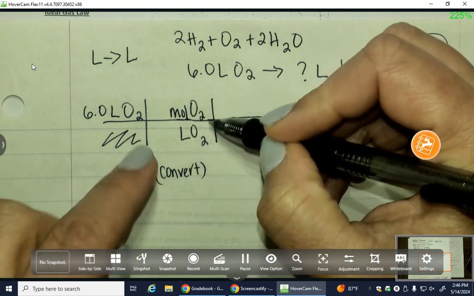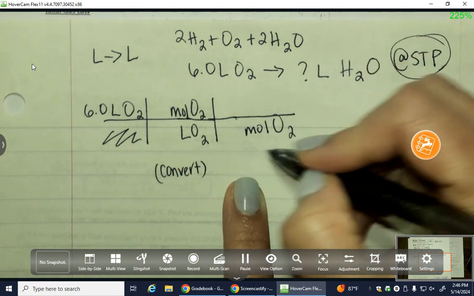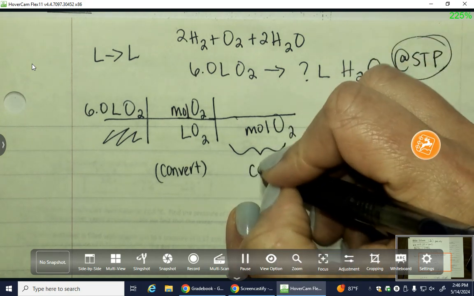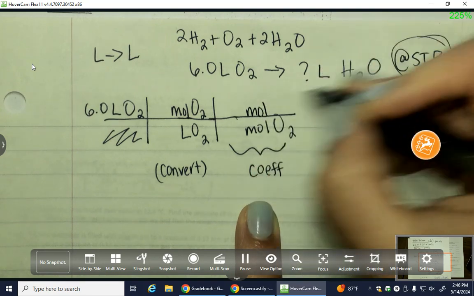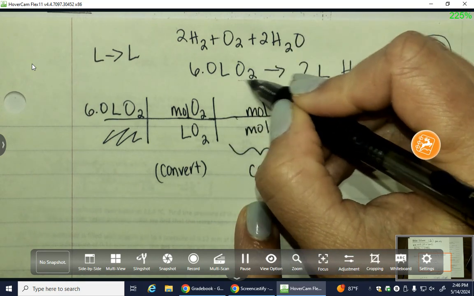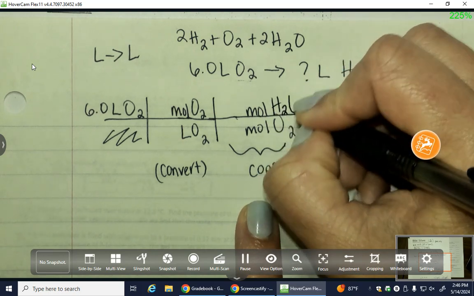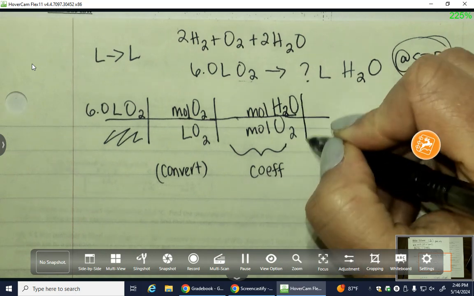Okay, so now that we're in moles, we crossed that bridge. Once we make it to mole time, we have to cross that mole ratio bridge. So now we're going to have coefficients. And that's going to be where we change into whatever we are looking for. So we were at oxygen. Now we need to be in water. And that'll be where coefficients are going to go.